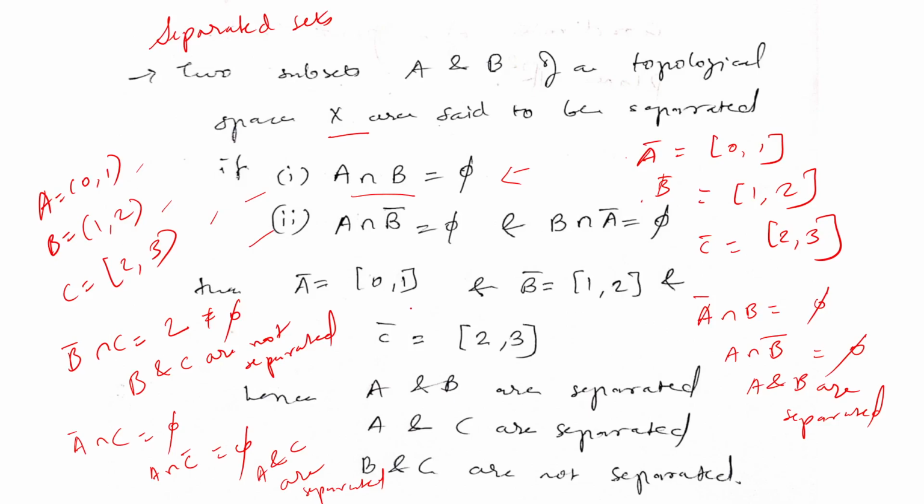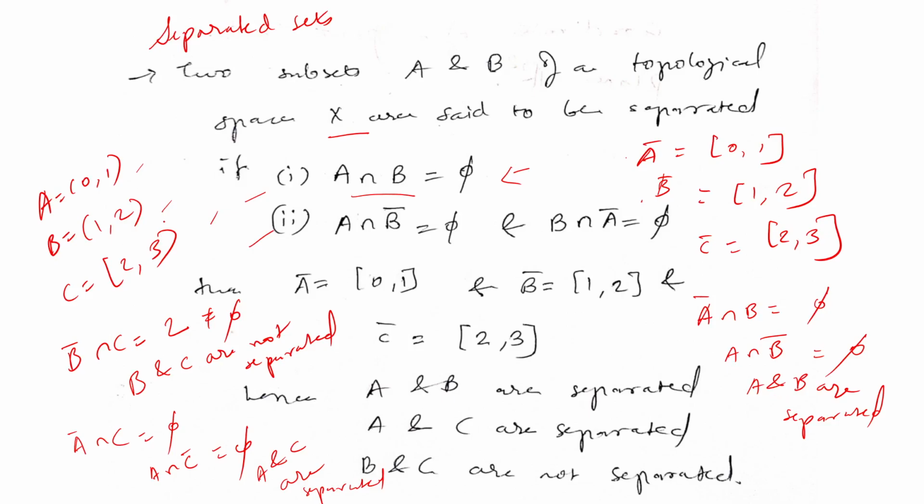So see here, you have set A that is the open interval (0, 1), set B that is the open interval (1, 2), and set C that is closed at 2 and open at 3. Now taking the closure of A, what will you get? Closed [0, 1]. Then B closure will be [1, 2], then C closure will be [2, 3]. Now first checking A and B: A closure intersection B will be empty, and A intersection B closure will be empty. So A and B are separated. Fine.